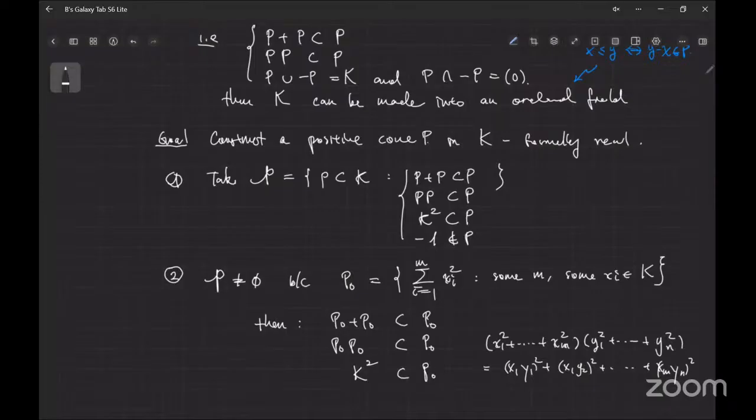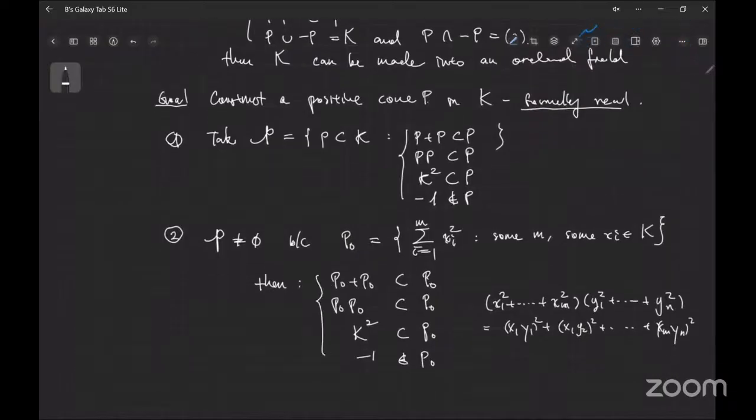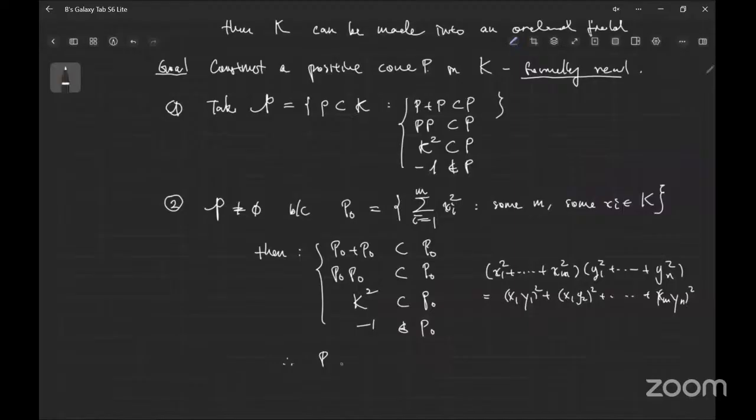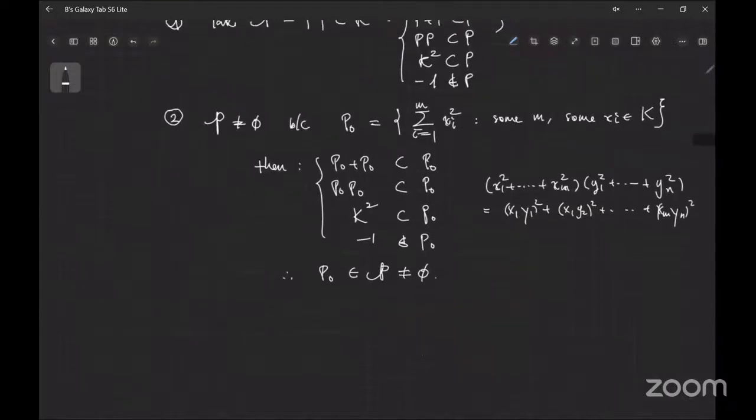And finally, -1 is not in P0, because if -1 is in P0, then -1 is a sum of squares, which we said cannot happen because K is a formally real field. It does not have any sum of squares making the number -1. So -1 is not in P0. So what does that mean? That means P0 is in our collection script P right here. So script P is not empty. Okay, so it's not an empty collection of sets.